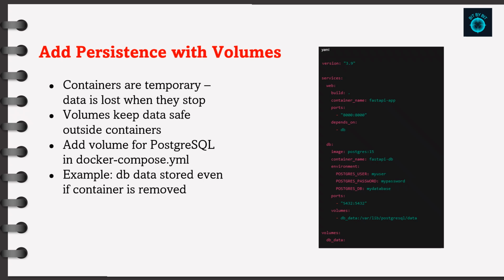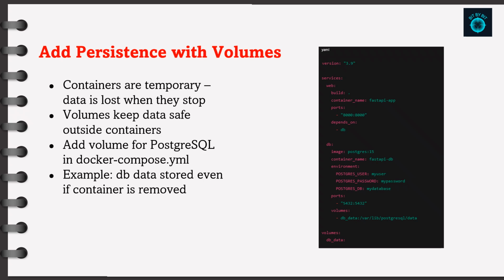In our project, we will add a volume for the Postgres database. This way, the database files are persistent, and we can restart the container as many times as we want without losing information. Now let's walk through the changes in the Docker Compose file.